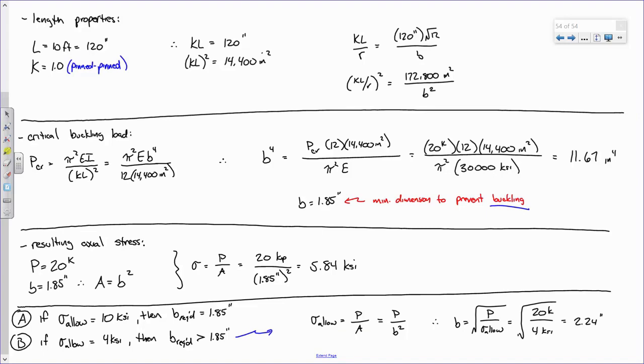I know that's a little bit of a weird calculation, so let's take a second and digest that. The approach we took on that problem is we said, let's ignore part A and part B, and just figure out how much column is required to prevent buckling. So we determined that that's 1.85 inches. Then we ask the question, is that enough? If sigma allowable is 10 KSI, then that's fine, because we don't get that much stress. But if sigma allowable is 4 KSI, then that's not enough column, and we just have to resort to regular old sigma equals P over A.